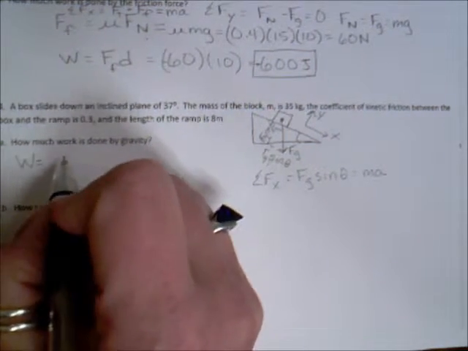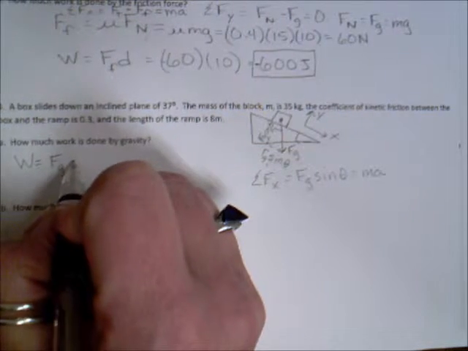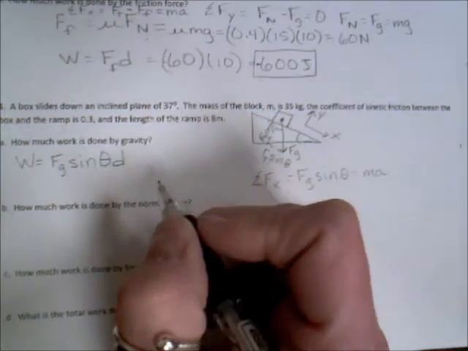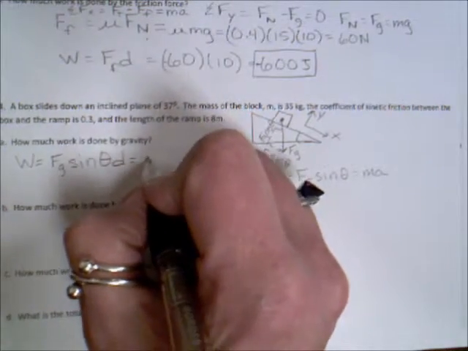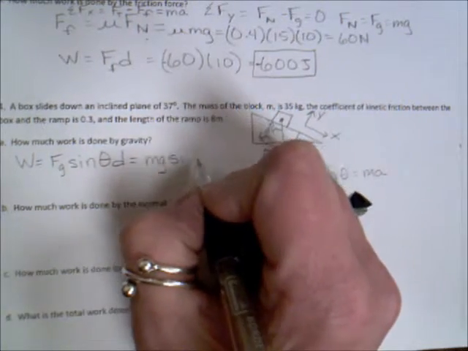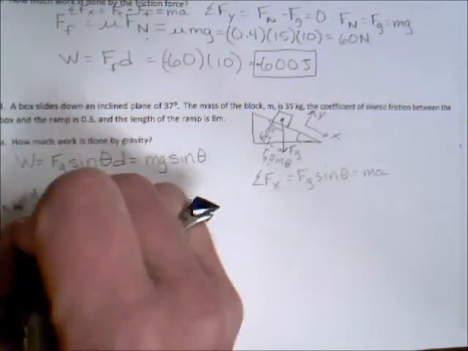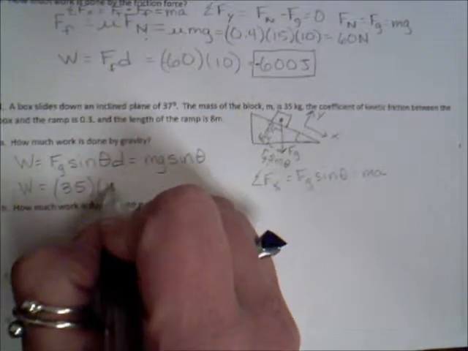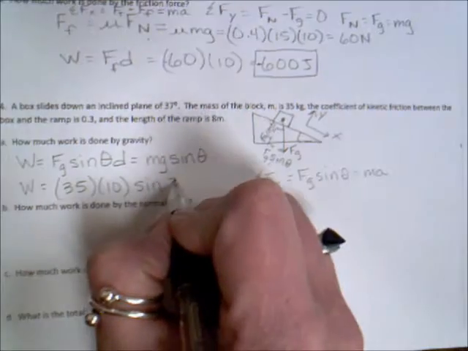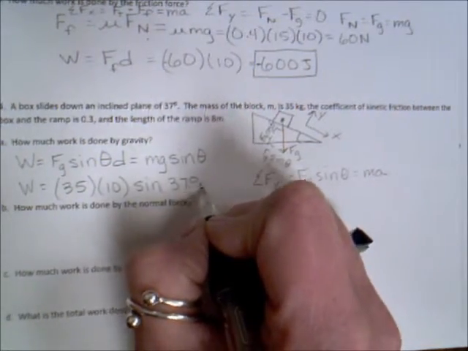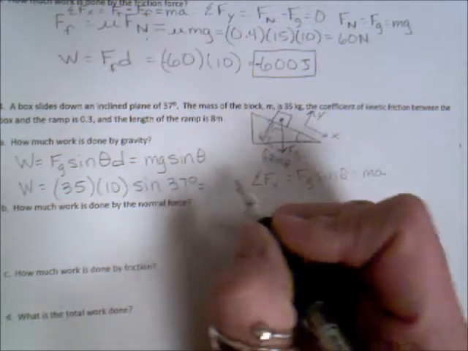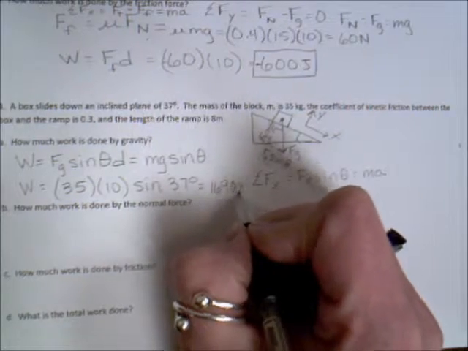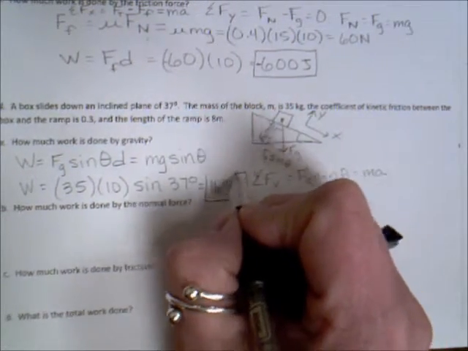So work is equal to FG sine theta times the displacement. We change FG to mg. So work is equal to mass times gravity times sine of 37 degrees times the displacement, and that equals 1,690 joules.